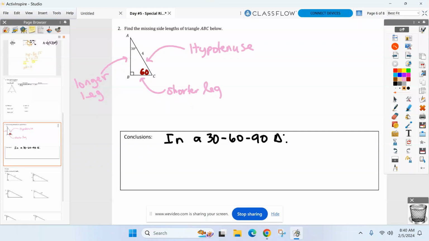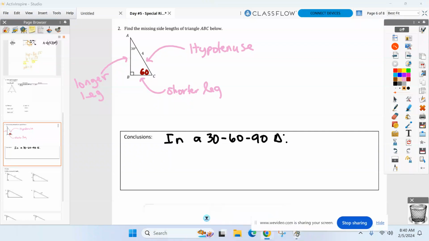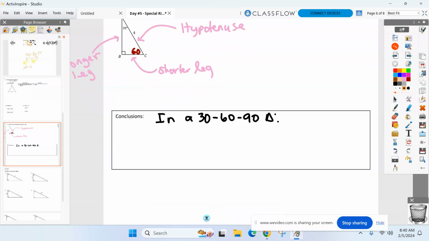All right, so go back down to our conclusions here. Two conclusions in a 30, 60, 90. The first one is how to find the hypotenuse in a 30, 60, 90. This one's the easier one, I think. The hypotenuse, you double the shorter leg. So 2 times shorter leg. Whatever the shorter leg is, you double it, and you got the hypotenuse length.